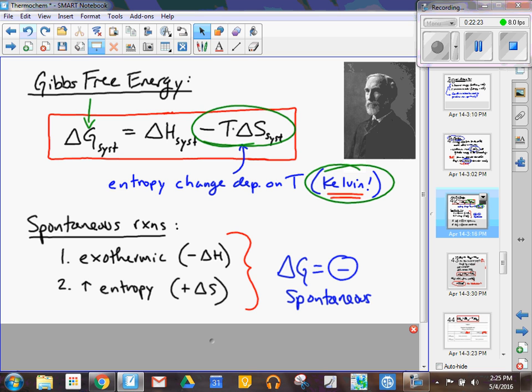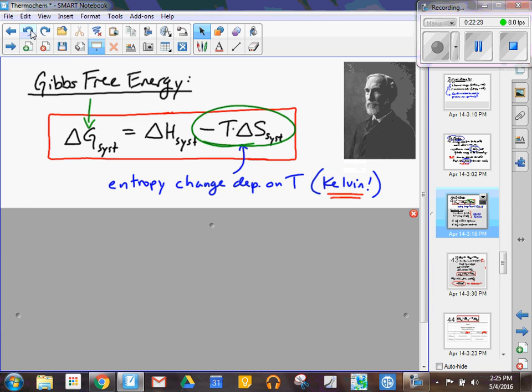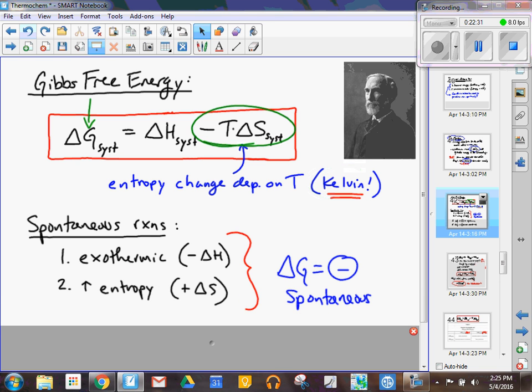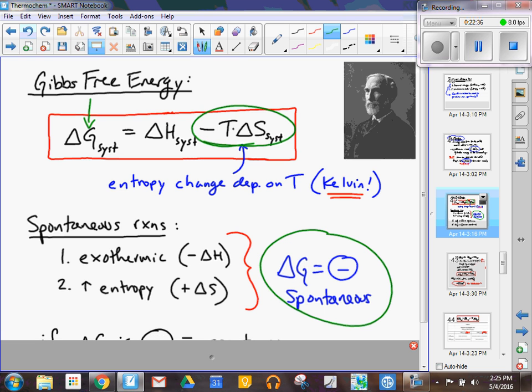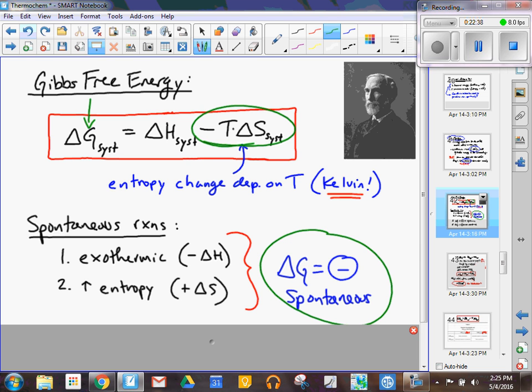In particular, reactions are always spontaneous if delta G is negative. So let's go back here. If delta G is negative, reactions are spontaneous. Take a look at why. It will have to be exothermic, so this value right here is negative.